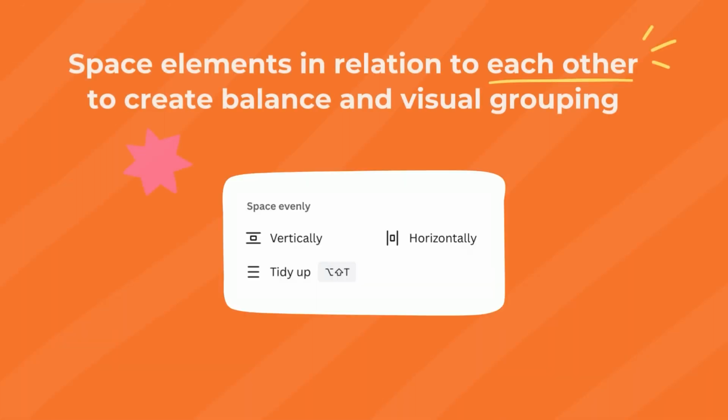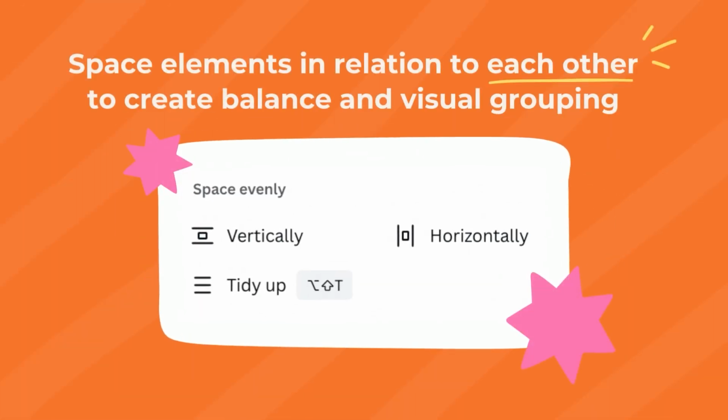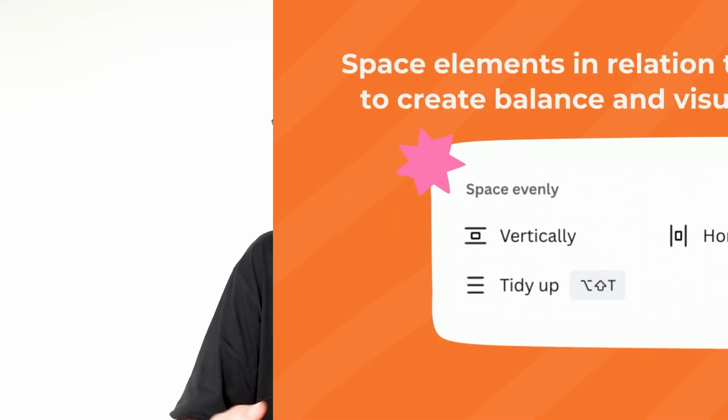Alignment will also help us space the different elements in our design in relation to each other in order to create more structure, like visually grouping elements, or in order to create more balance on your design because your elements are evenly spread on your page. And I would like to show you another set of tools that Canva has, this time not to align your elements, but to space them properly in relation to each other. So let's jump back into Canva and I'm going to show you where to find these tools.